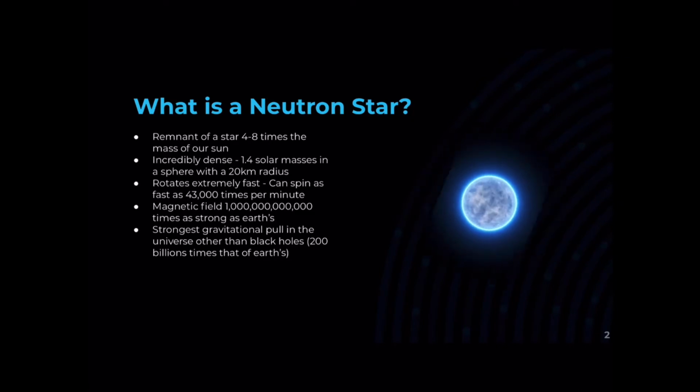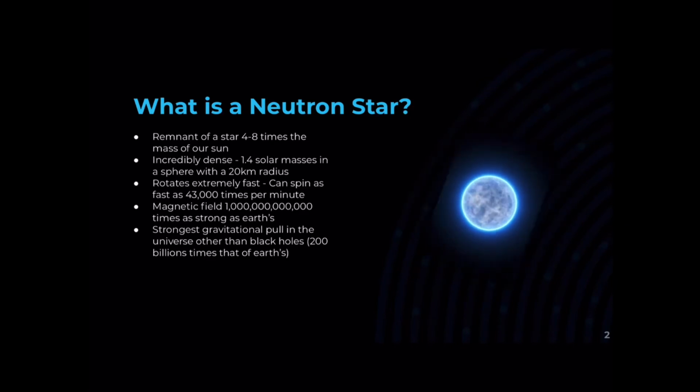What is a neutron star? A neutron star is the remnants of a star 4 to 8 times the mass of our Sun. They are incredibly dense, around 1.4 times the mass of our Sun, shoved into a sphere the size of Manhattan. They rotate very fast and can reach speeds of 43,000 rotations per minute.